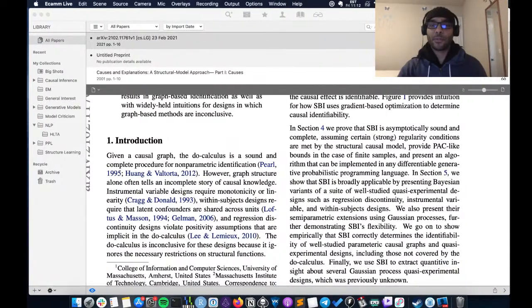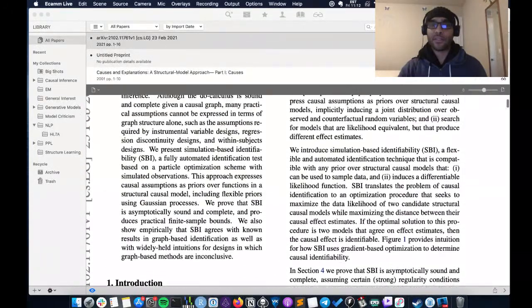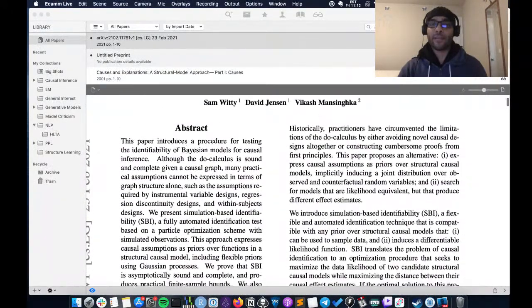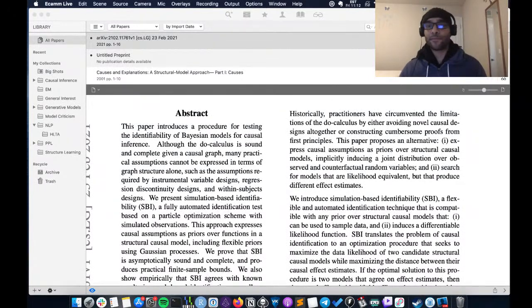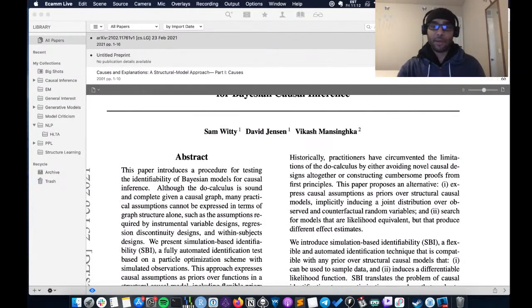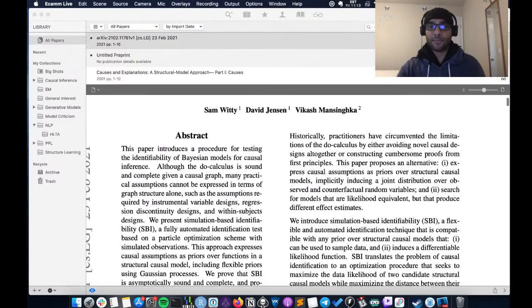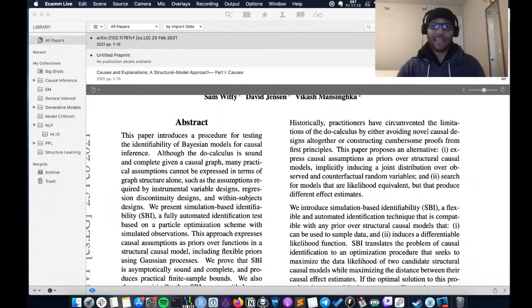Great. So just making a case that there's a lot of stuff that we can do if we go beyond the do calculus, or in other words, we don't want to rely on the do calculus alone. And this is actually a really strong argument for combining Bayesian methods and probabilistic programming. I mean, I know Vikash Mansinghka is definitely a probabilistic programming person. Sam Witty and David Jensen also fall into that community, although David Jensen does a lot of things.